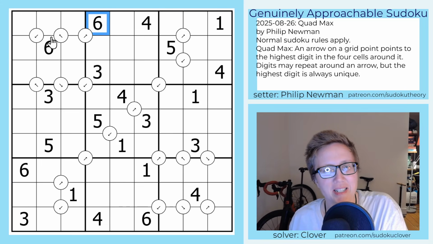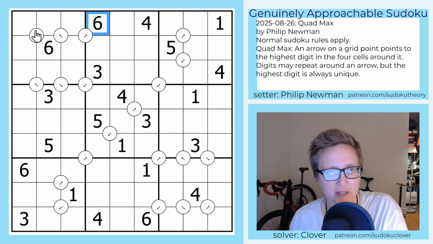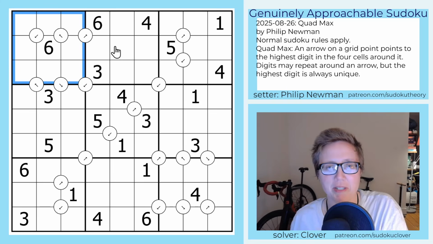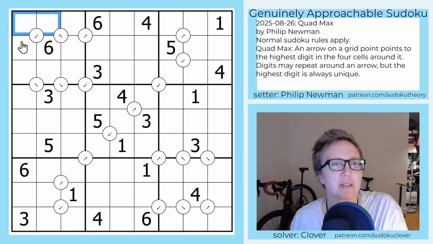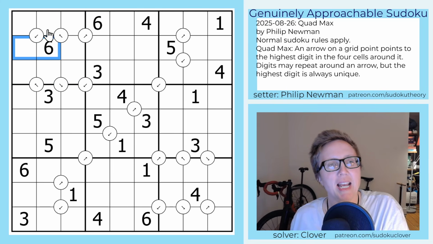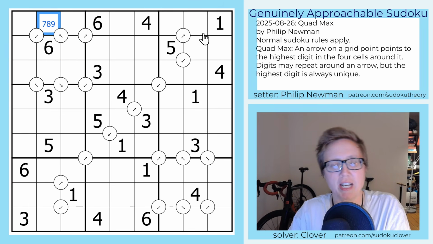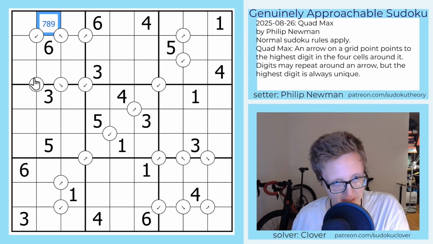So today's game is a QuadMax Sudoku. We have normal Sudoku rules. We're placing the digits 1 through 9 once each in each row, each column, and each outlined 3x3 region. On top of that, we have these circles with arrows in them. The direction that the arrow points shows you where the highest digit out of the 4 surrounding digits is. So for example, because this is a 6, but the arrow is not pointing to the 6, this digit has to be bigger than a 6, so it's 7, 8, or 9.